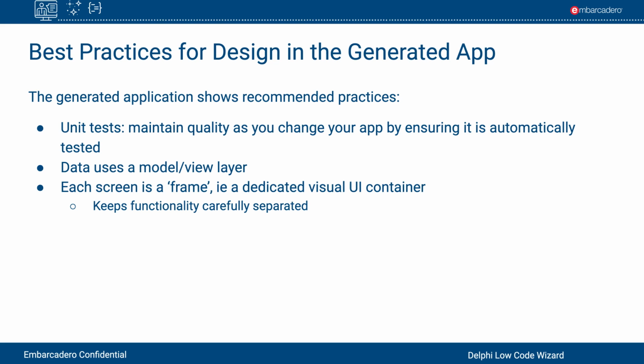If you happen to add a database, then the data access uses a model view layer. And finally, the application comes with some unit tests. Unit tests are code that you write to test your application. This helps you maintain the quality as you extend and develop your app because you're basically testing that the behavior that you expect is the behavior that you get. We can also test some of the UI behavior as well through these unit tests, and I'll show that soon. So with all this in mind, let's go have a look at the application itself.